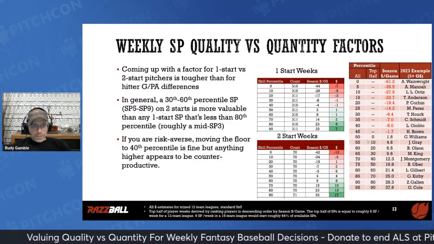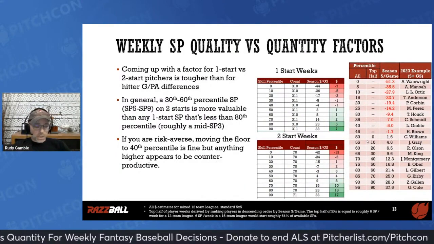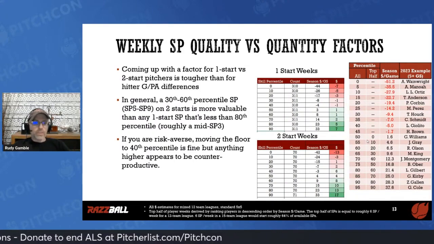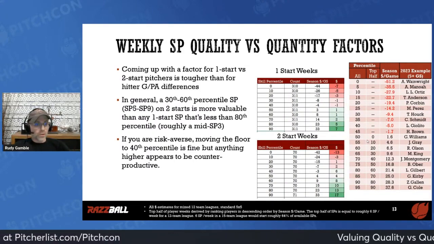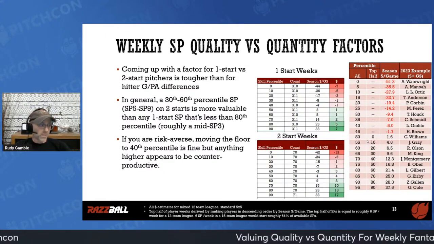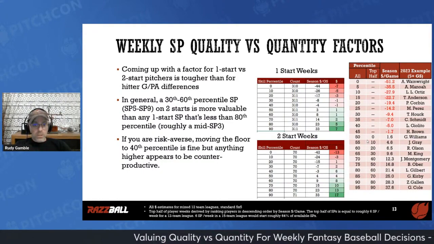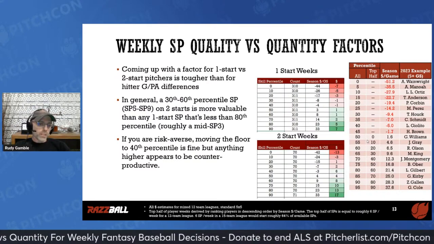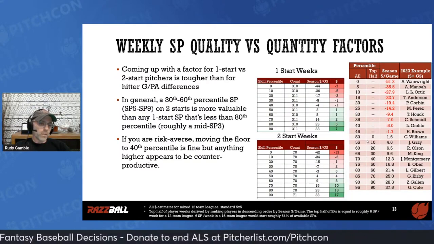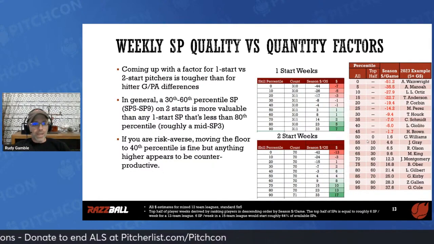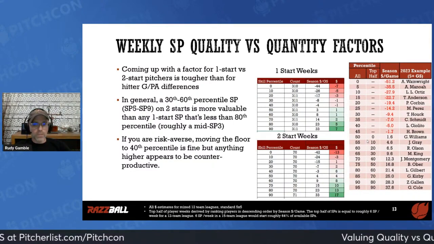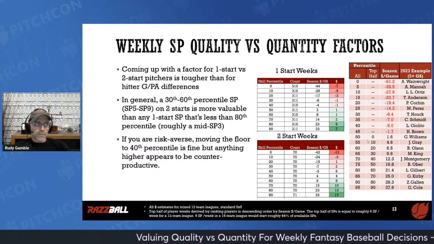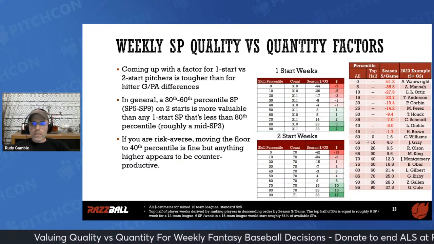So to come up with a factor here, it's a little tougher than it was with hitters. It's going to sound a bit abstract, and I'm trying to provide examples to make it less abstract. Basically, a 30th to 60th percentile starting pitcher, so SP5 to SP9 in a 12-team league, and you can adjust this accordingly for 15, on two starts is more valuable than any one-start pitcher that's less than 80th percentile, roughly a mid SP3. If you look on the right, for each of these ventiles, which is a decile split into 20, you could see the type of pitcher.